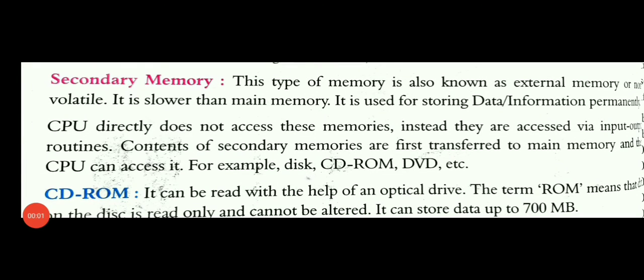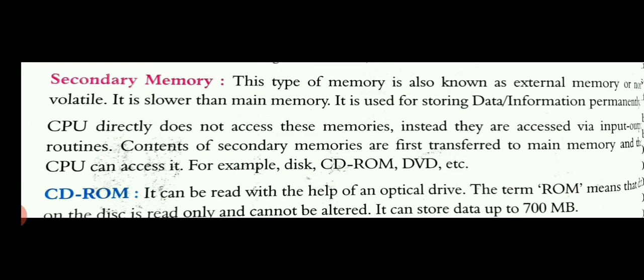Secondary memory. This type of memory is also known as external memory or non-volatile memory. That means when you save in secondary memory, the details remain saved for a long time. It is slower than main memory. It is used for storing data and information permanently. In this secondary memory, your information is stored permanently, and when you want these details, you can easily fetch them.